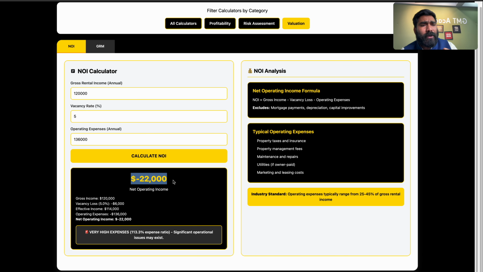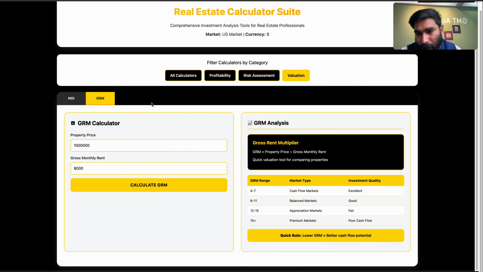So guys, in property valuation or investments, it's a game of just income and expense. If the expenses are high, we should avoid. If the expenses are low and income is high, it means we should invest in such properties. All right. Now if we talk about GRM, gross rent multiplier, it is a quick valuation tool for comparing properties. How do we calculate it? Property price divided by gross monthly rent.